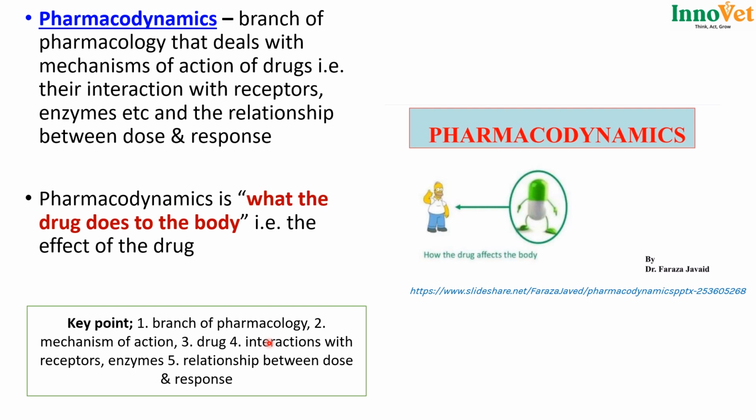So this is basically what the drug does to the body. That is pharmacodynamics. When we are to put a solid definition, we shall say that it's a branch of pharmacology that deals with the mechanism of action of the drug. These mechanisms of action include interactions with the receptors, enzymes, etc., and also the relationship between the dose and the response. At the back of your mind, remember that it's what the drug does to the body.